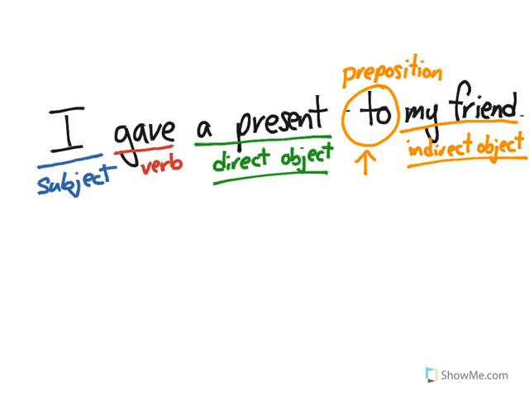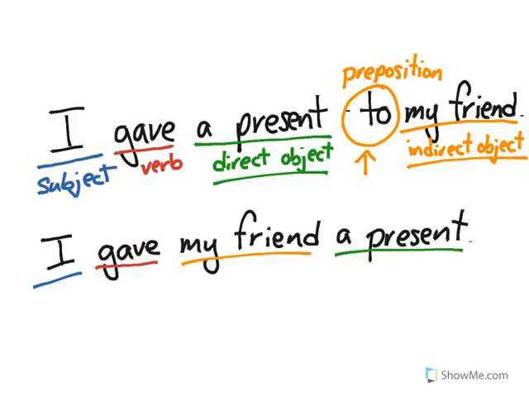So I'm going to give you a few seconds to think about how you can change this sentence to first have the indirect object and then the direct object. What is the new sentence going to be? Here it is. Did you make the same sentence as me? I gave my friend a present.